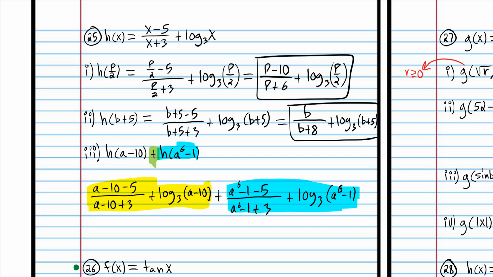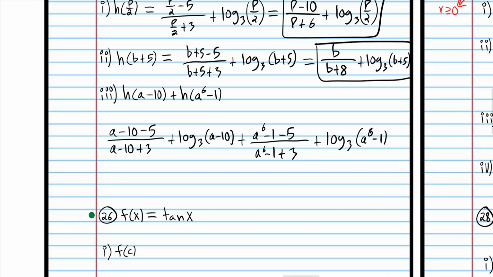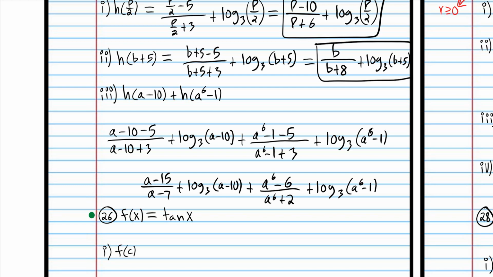So now all we have to do is simplify, and we can't combine those logarithms because they have different expressions inside them. So we have a minus 15 over a minus 7 plus log base 3 of a minus 10 plus a to the 6th minus 6 over a to the 6 plus 2 plus log base 3 of a to the 6 minus 1. So there you go.